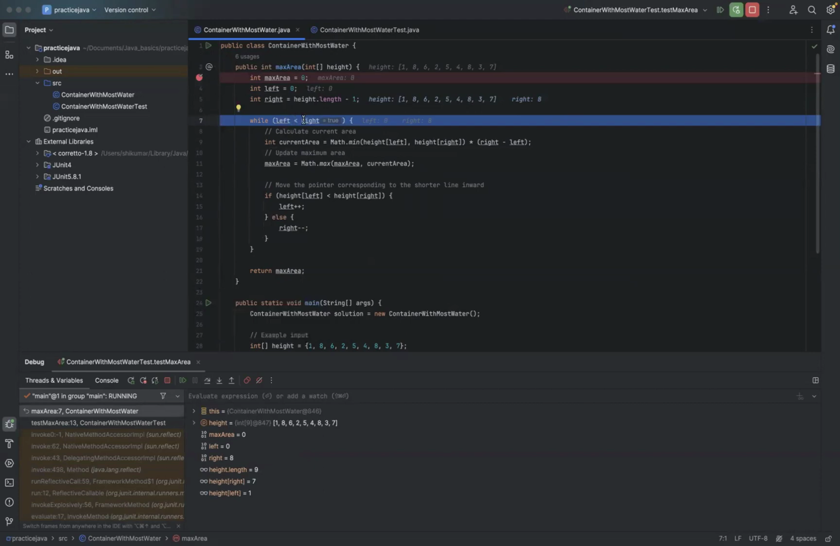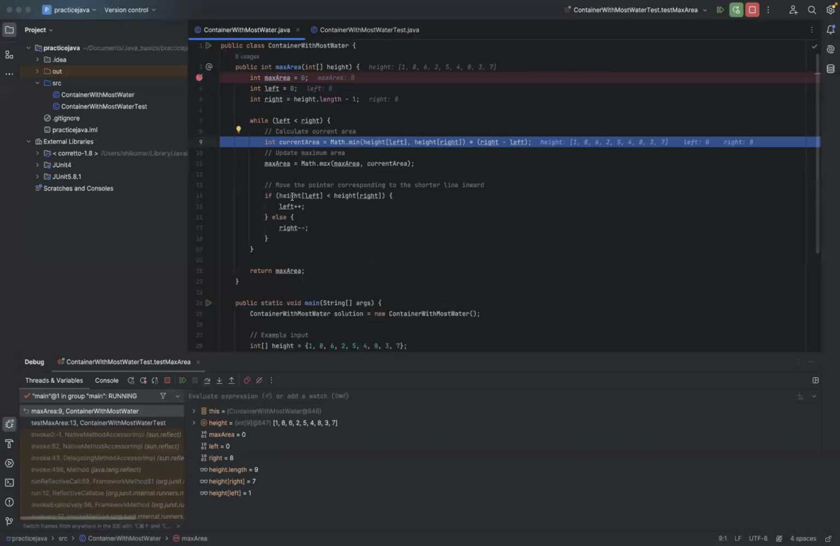As long as left is less than right, and in this scenario left is 0 and right is 8, this is satisfied, so it is true and we get inside this. Now we will calculate the area. See how we are going to calculate it. Height of left: left is 0, and height of 0 is 1. Let me write it down also. We will get 1 over here.